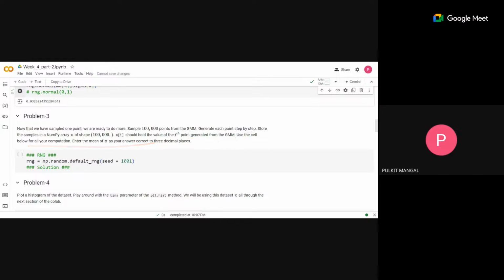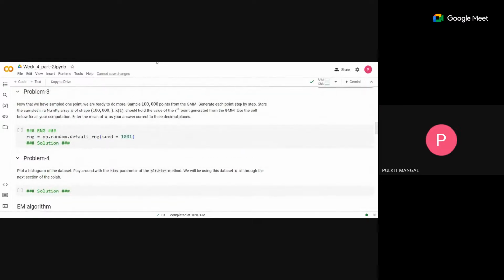Okay, and we have to calculate the mean of that final vector. So just repeat the 2 steps that we did. The only thing is that we have to do this for 1 lakh iterations. That is, we can run a loop.